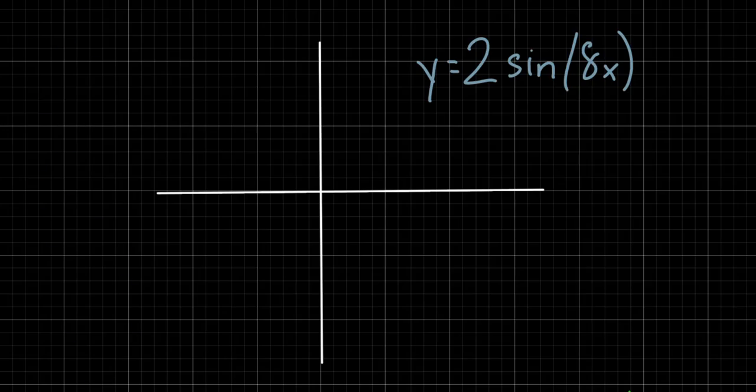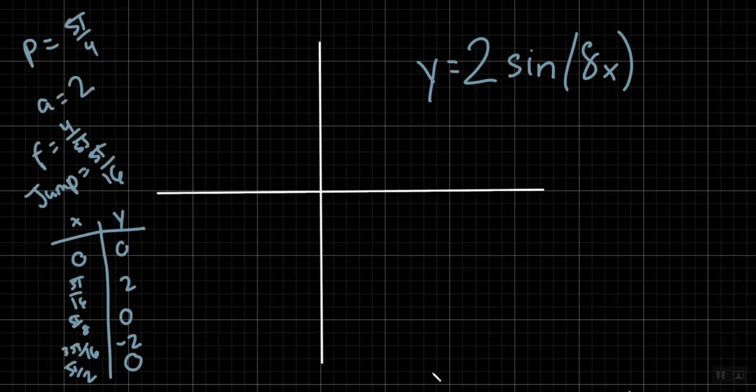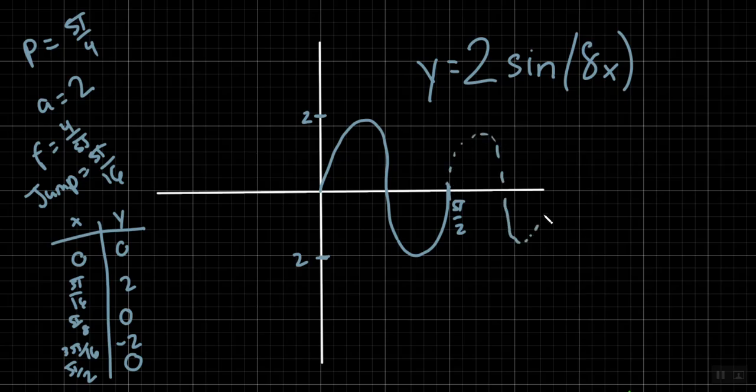Alright guys, so we're doing, like Jesse, this was the one we did in class. This was the graph of that function. This should be up here, be 2, and this should be -2, and it should end at pi over 4. Now that's just one cycle. You can keep going in both directions, like so.